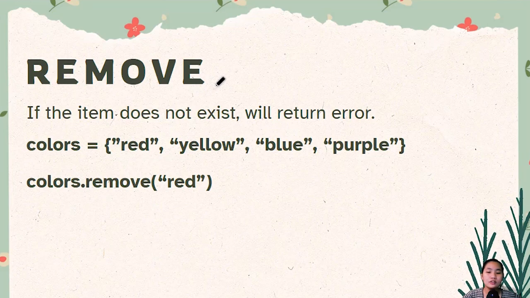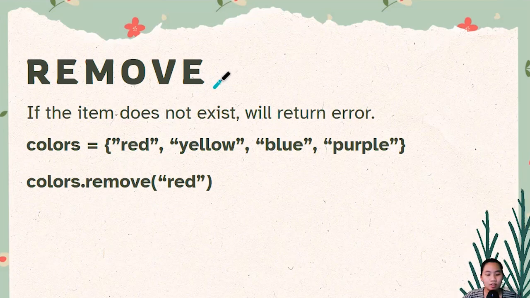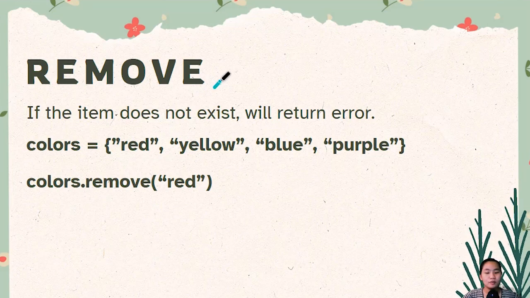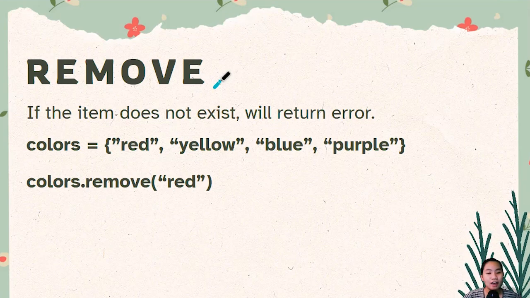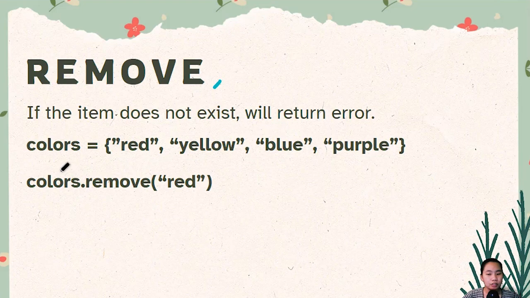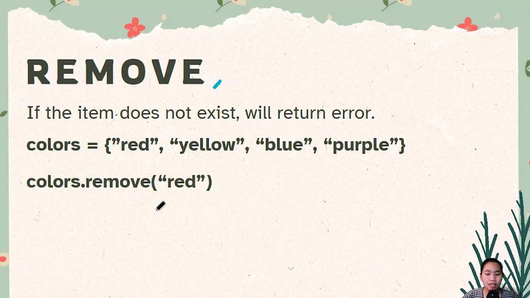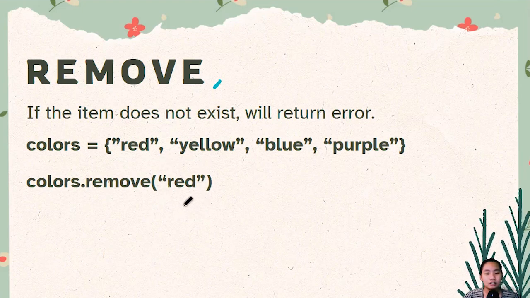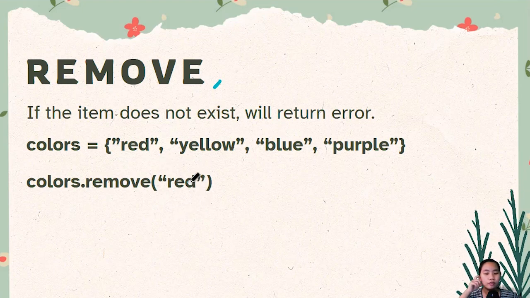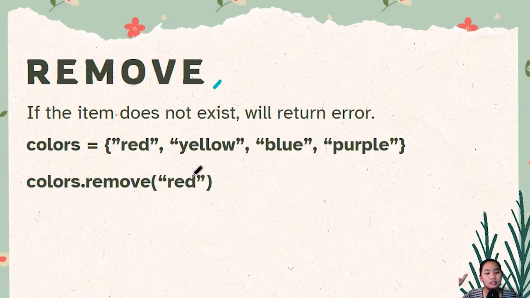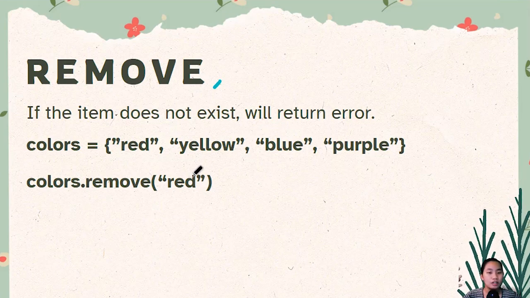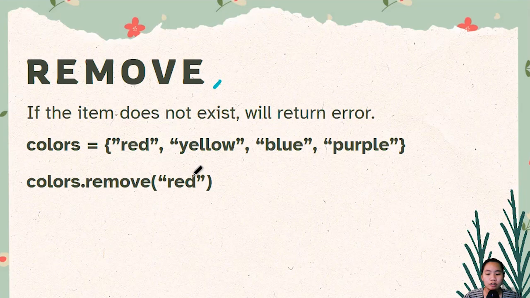Now, let's dive into remove first. So, given the name, remove will remove the value that you give to it, okay? So I have a set over here, colors with red, yellow, blue, and purple, and I simply need to put the name of the set, dot, the name of the method that I want to use, and then passing the values that I want to remove, okay? Now, if the item does not exist, this will give you an error, okay? That makes sense. Let's move on to the next part.